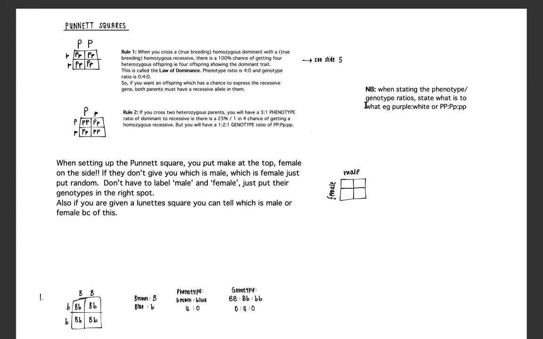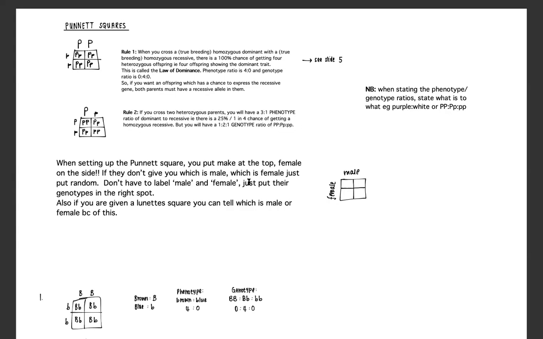When you're stating the genotype and the phenotype ratios, don't just state 1 to 2 to 1. State genotype ratio, capital P capital P, to capital P lowercase p, to lowercase p lowercase p, and then state 1 to 2 to 1, so that your marker knows what you're talking about. You're not just writing down random numbers. These numbers have a meaning.